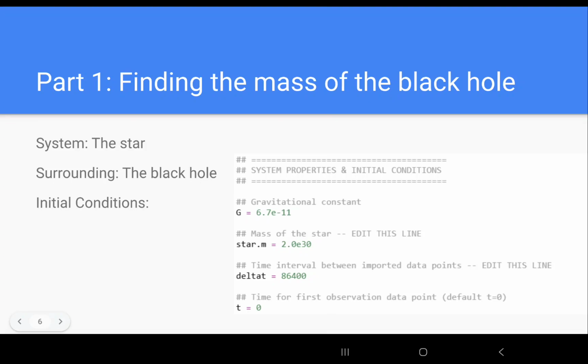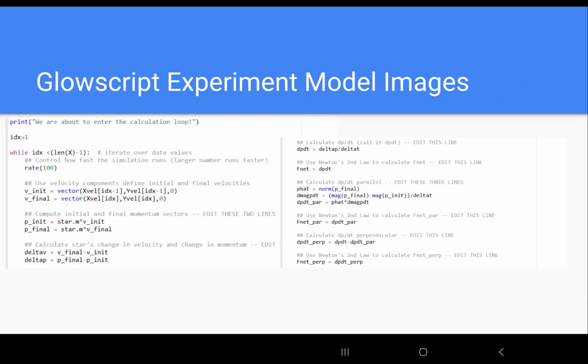For part 1, the system is the star, and the surroundings is the black hole. The initial conditions are shown in the code, where delta t is 86,400 seconds, and the mass of the star is 2 times 10 to the 30. And here we have the code for part 1, starting with finding the initial and final velocities and momentum, and then we found delta v and delta p from there.